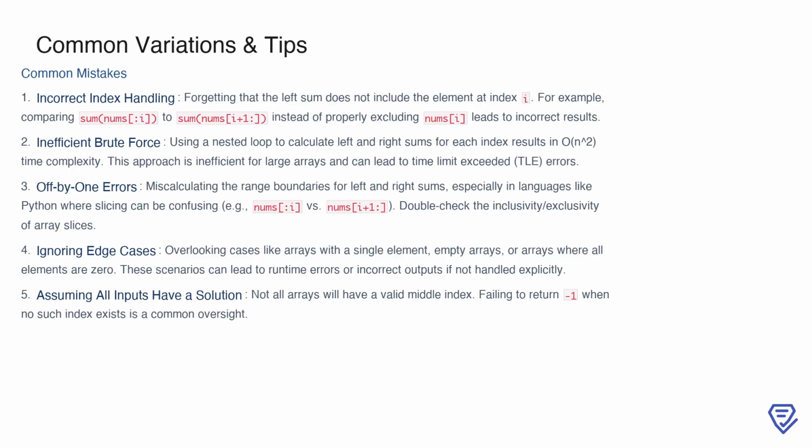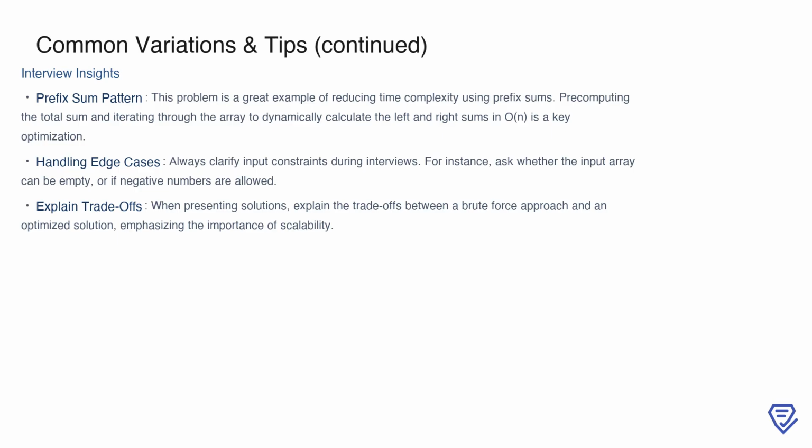Now, from an interview perspective, this problem offers valuable insights into optimization techniques. The prefix sum pattern is a critical concept here. By pre-computing the total sum of the array, you can iterate through the elements and calculate the left and right sums dynamically in O(n) time. This eliminates the inefficiency of recalculating sums repeatedly, which is key to scalability.